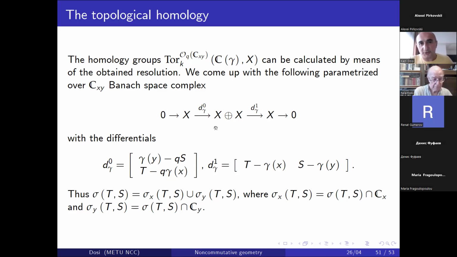So again, spectrum means the set of those gammas such that the complex is not exact. It's a sort of Taylor spectrum, right? So look here, gamma of y, gamma of x. One of them should vanish because we have the left-hand side and right-hand side. So actually we have two spectra, left spectrum and right spectrum. You can write down sigma x, sigma y.